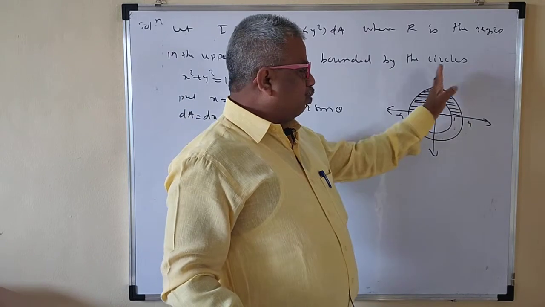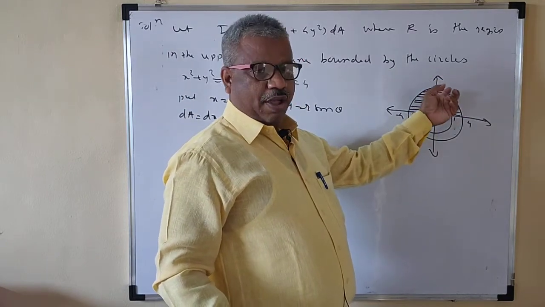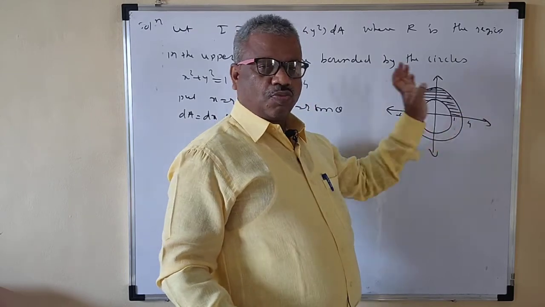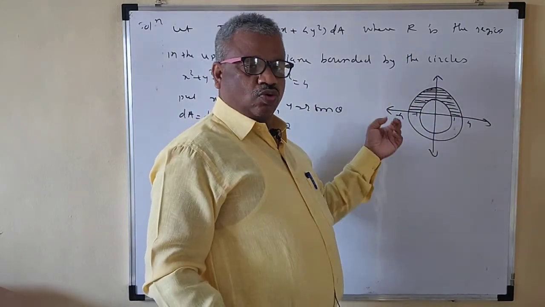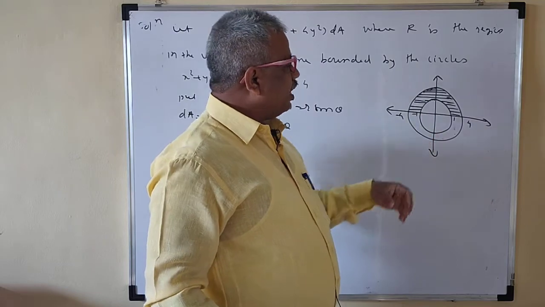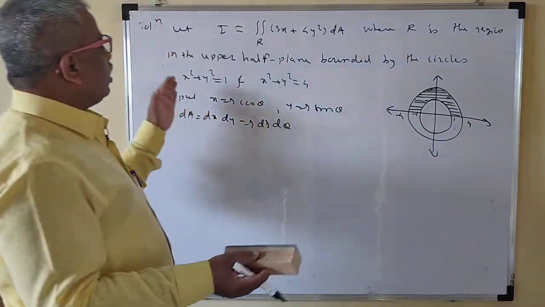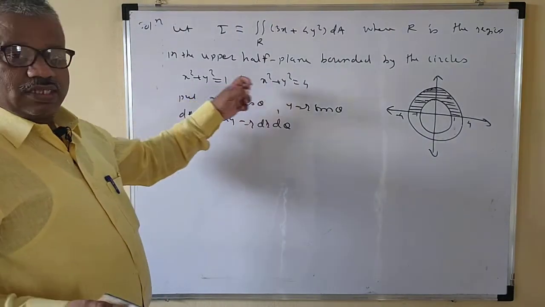0 to pi, then only for the first quadrant, this is 0 to pi by 2. This is 0 to 3 pi by 2, and this is 0 to 2 pi. Okay, so now your theta is 0 to pi, and your radius is 1 to 4? Radius is 1 to 2, because it is bounded by the two circles whose radius is 1 and 2.